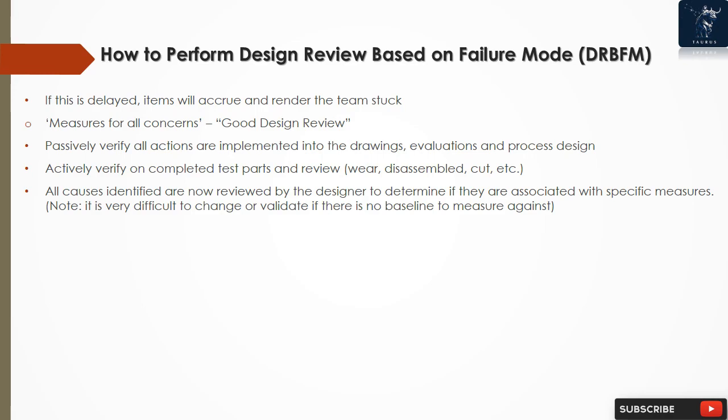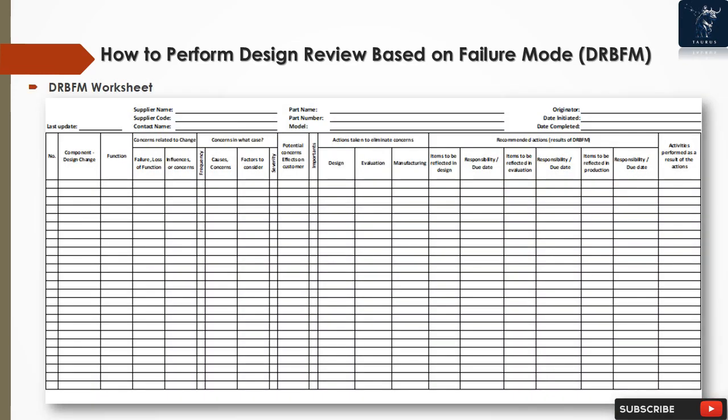Passively verify all actions are implemented into the drawings, evaluations, and process design. Actively verify on completed test parts and review, where needed, disassembled, cut, etc. All causes identified are now reviewed by the designer to determine if they are associated with specific measures. Note, it is very difficult to change or validate if there is no baseline to measure against. Design review based on failure mode worksheet.